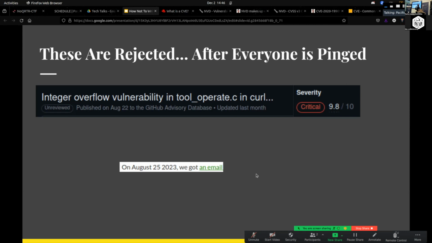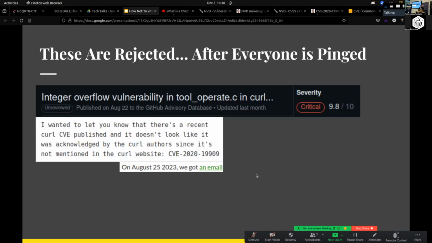This was published August 22. On August 25th, he gets an email: I want to let you know there's a recent curl CVE published, and it doesn't look like it was acknowledged by the curl authors. This is not mentioned on their website. Now that's interesting. I mentioned before that curl submitted the CVE that they found earlier.